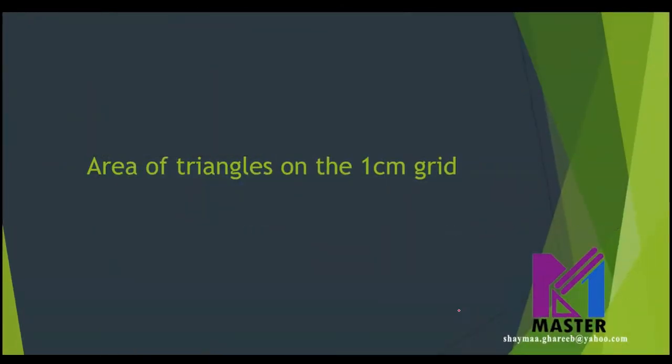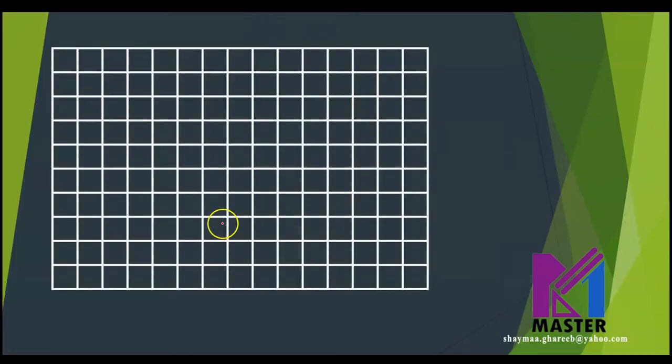Now, let's see how we can find the area of triangles on a 1 centimeter grid. This is a 1 centimeter grid, which means each square here is 1 centimeter squared, and the side of the small square is 1 centimeter. So let's see how we can do this. Look at this triangle, triangle A. How can I find the area of this triangle? We can just count how many squares are inside this shape, or I can use another way.